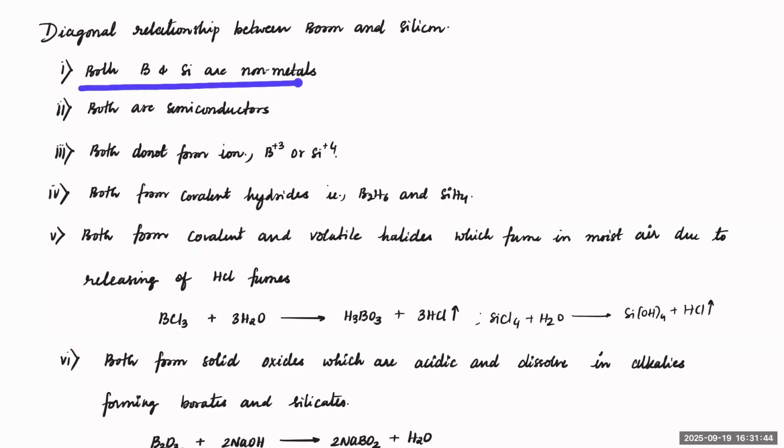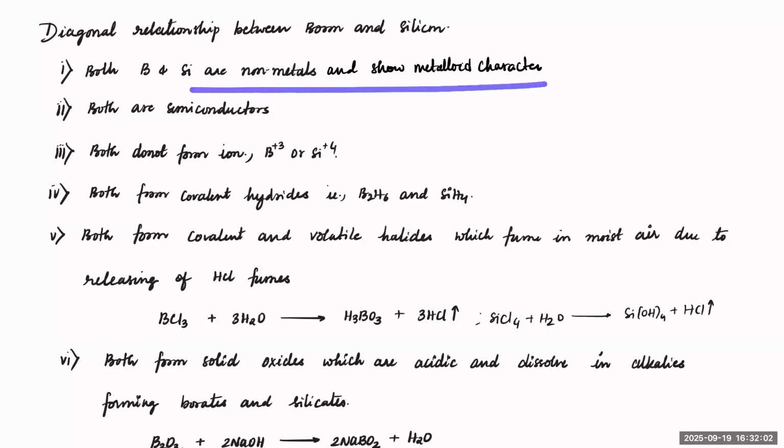Next, there is a certain level of diagonal relationship with boron. You can see both boron and silicon are non-metal and show metalloid character. See, as per NCERT, both are given as non-metals. But suppose there is a question given where silicon is being used, silicon always has this confusion whether we should take it as a non-metal or a metalloid.